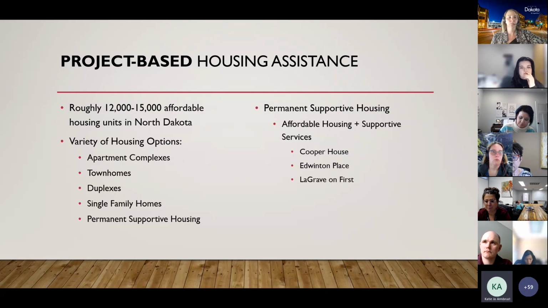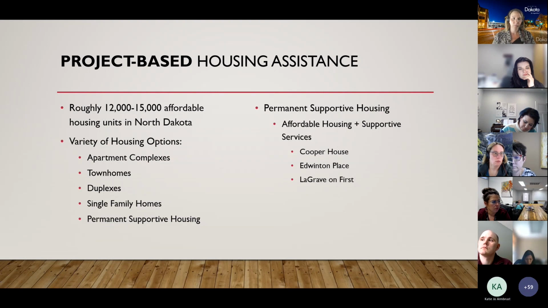So when a unit becomes available at LaGrave on First, our property manager notifies the priority list manager, which is now Shanna or Chanel, and requests a referral. For our units at LaGrave on First, we specify we need an individual who meets the criteria for permanent supportive housing and is experiencing chronic homelessness. We receive that client ID for the next person within HMIS.